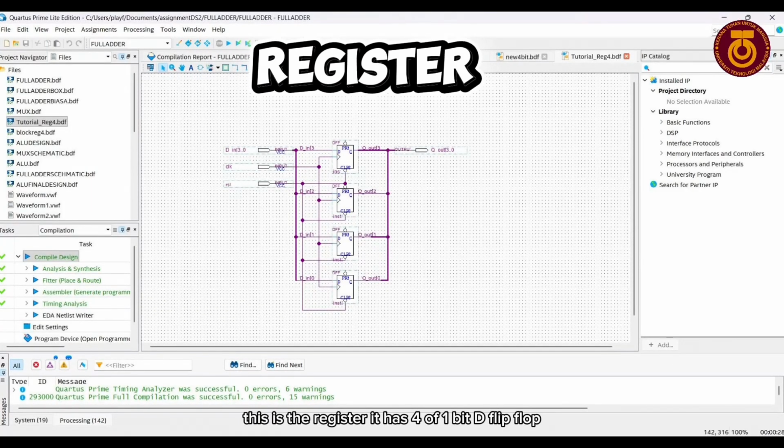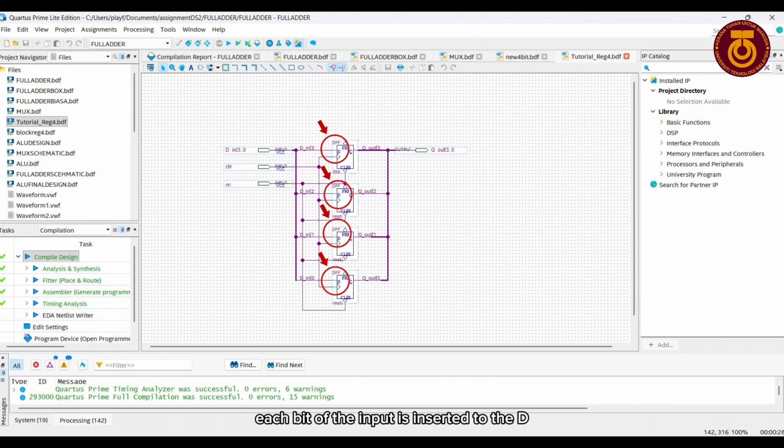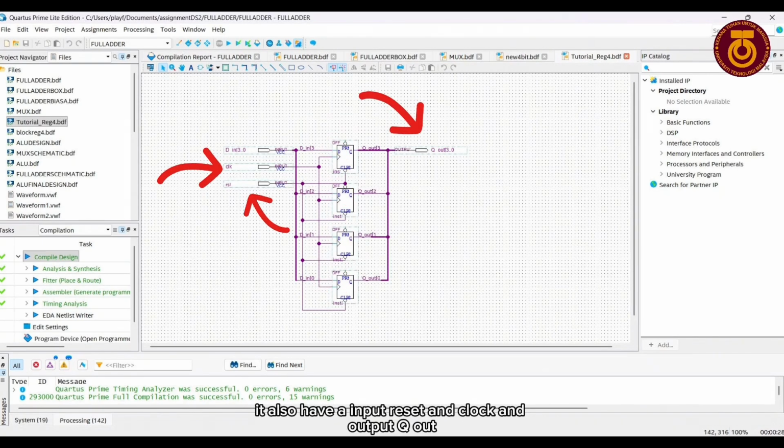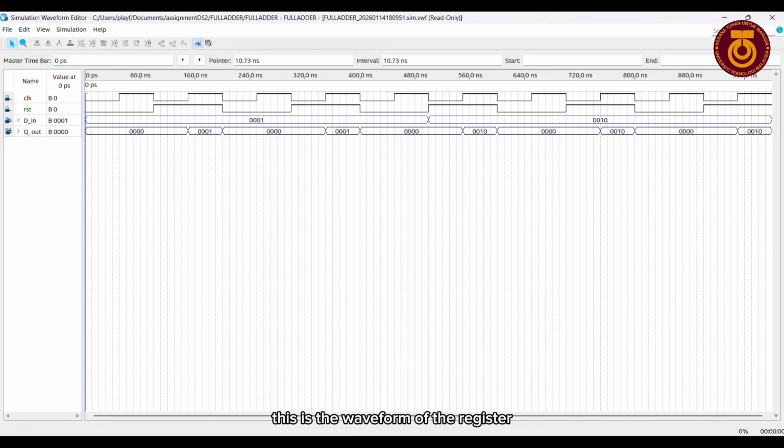This is the register. It has 4 1-bit D flip-flops. Each bit of the input is inserted to the D input, meaning that input D0 is connected to the first D flip-flop, D1 to the second, D2 to the third, and D3 to the fourth flip-flop. It also has reset and clock inputs and output Q out. This is the waveform of the register that we ran in Quartus Prime.